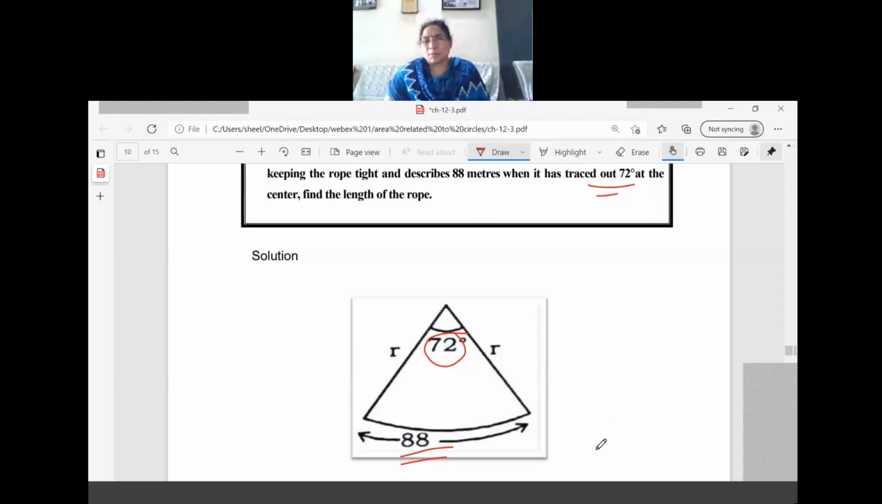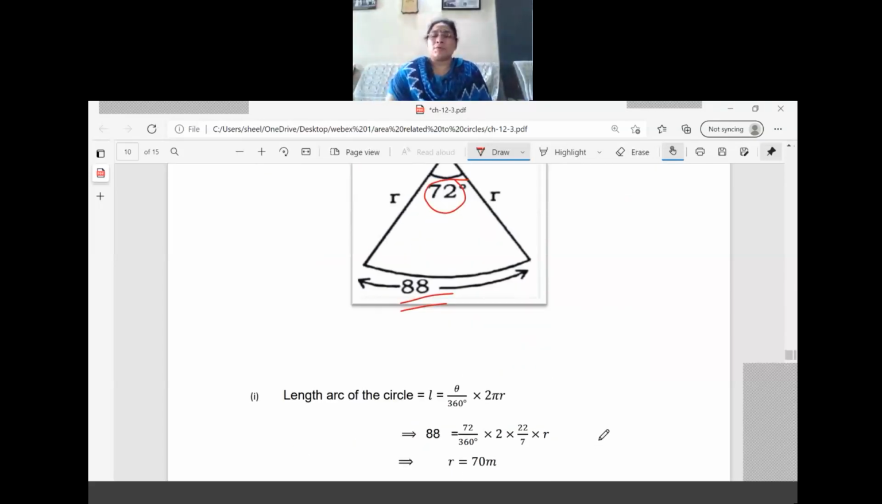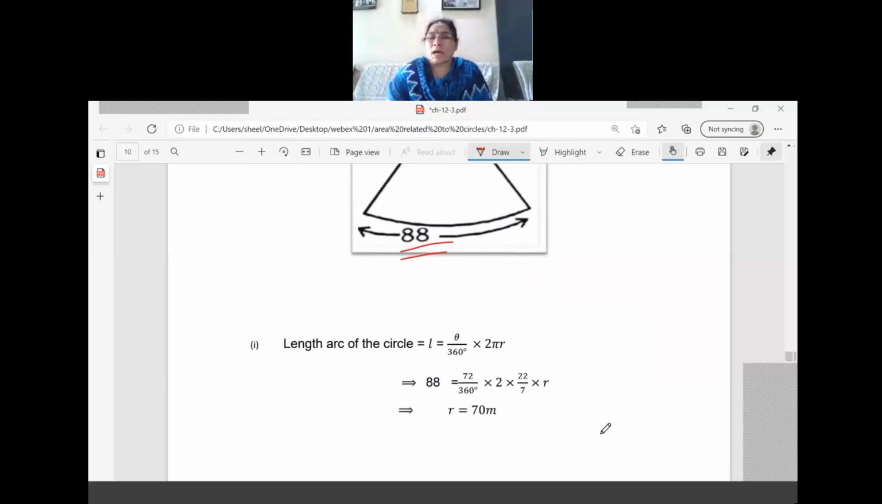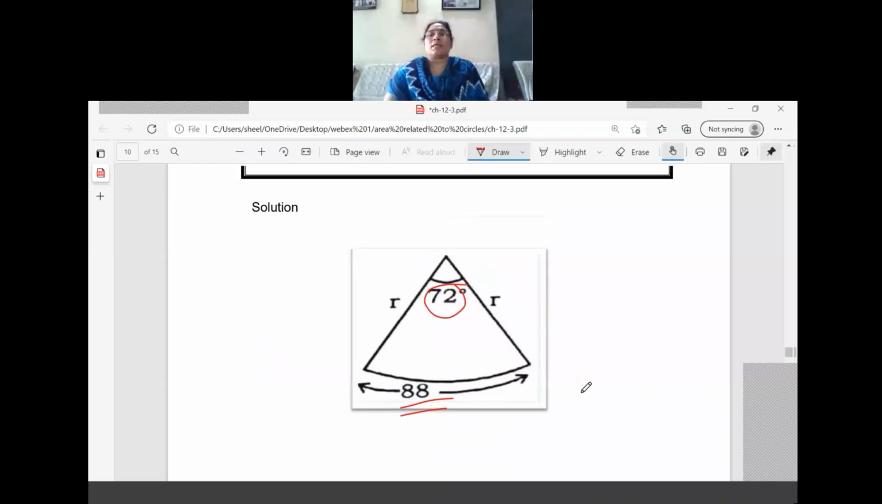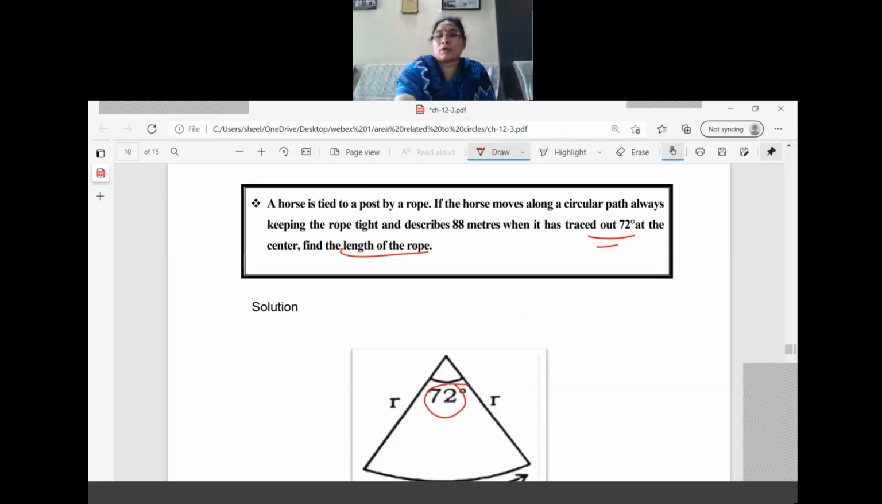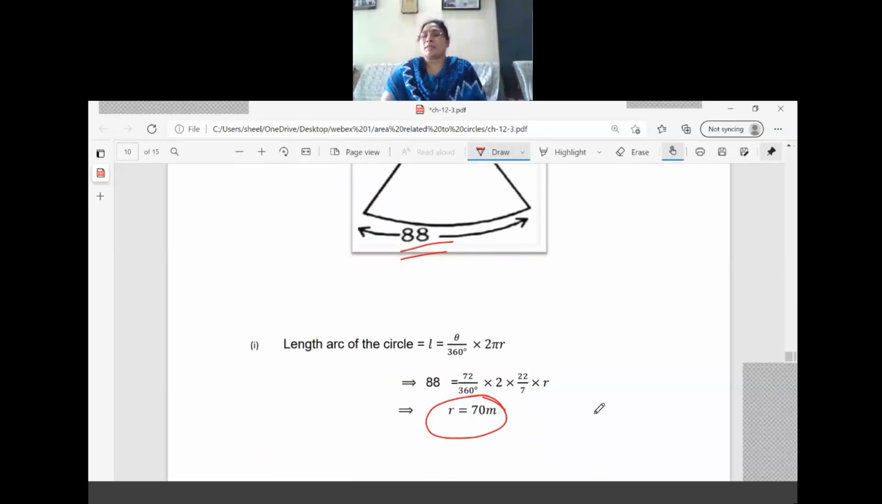Here there is no minor segment or major segment. This question is based on the length of the arc, so we use the same formula. Length of the arc of the circle L equals theta by 360 into 2 pi r. Substitute the values. 88 is the arc length, the central angle is 72. So 72 by 360 into 2 pi r. After solving that, what is the answer we require? R equal to 70 meters. So that is the length of the rope. Length of the rope means R only. So R equal to 70 meters.